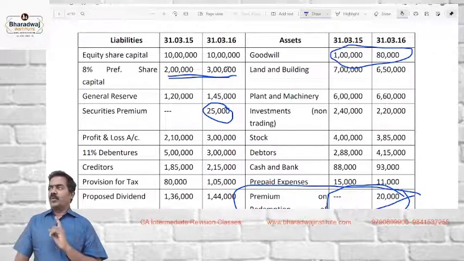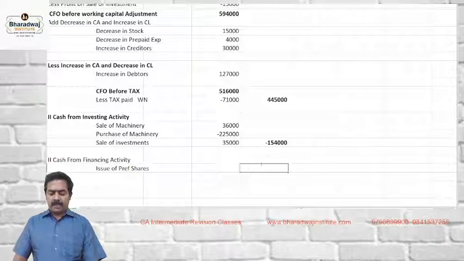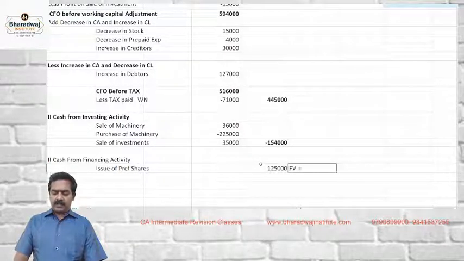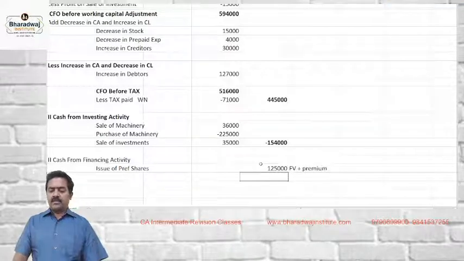2 lakh to 3 lakh, 1 lakh of shares are issued at what? Premium. So how much will you record here? 1,25,000. Face value plus premium. Don't record the issue of premium separately. Okay. Issue of shares, total money collected.